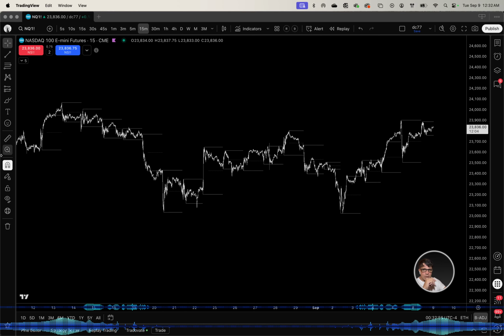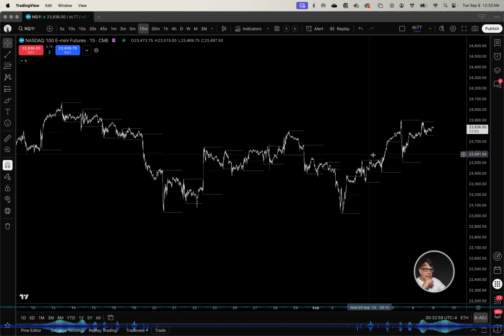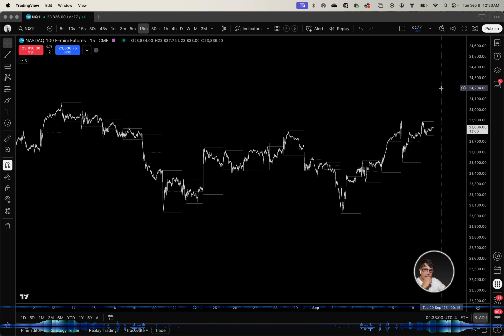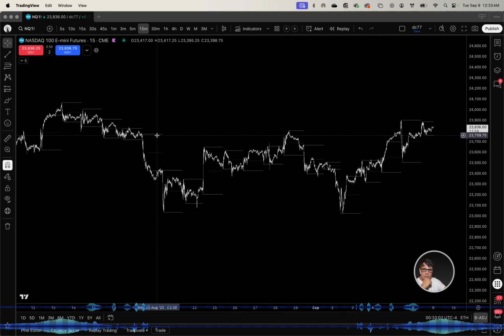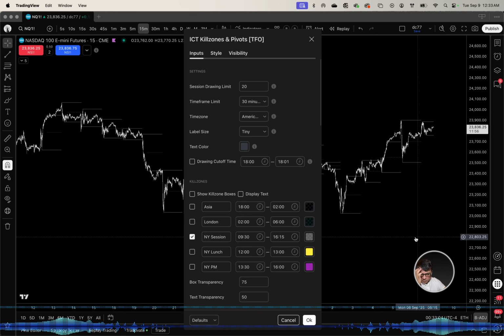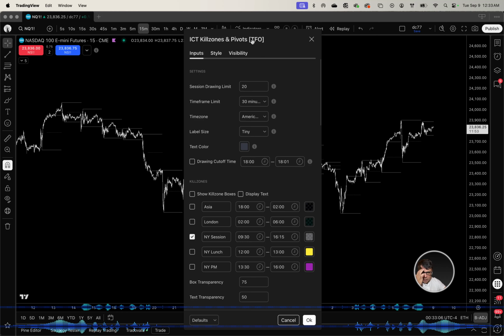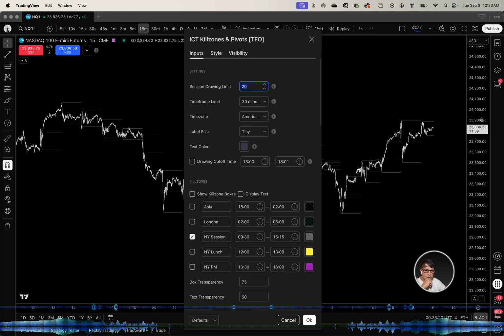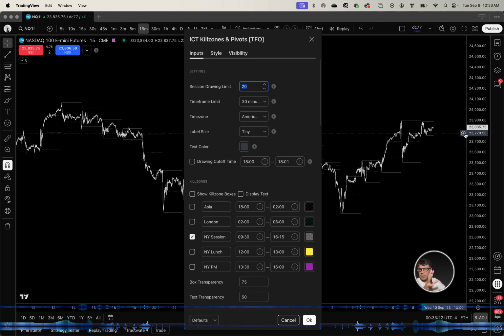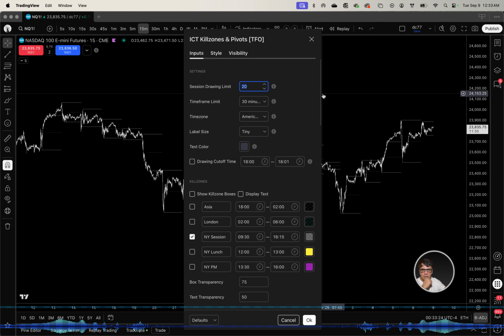So on my chart here, what we're looking at is 20 days of price action. So let's go ahead and pull the indicator up. This is an indicator by Trading for Opportunity. It's called ICT Kill Zones and Pivots. When I said 20 sessions, that's what we're looking at here. 20 sessions, because it's basically a month. 5 sessions per week, 4 weeks in a month. It's around about a month, give or take.